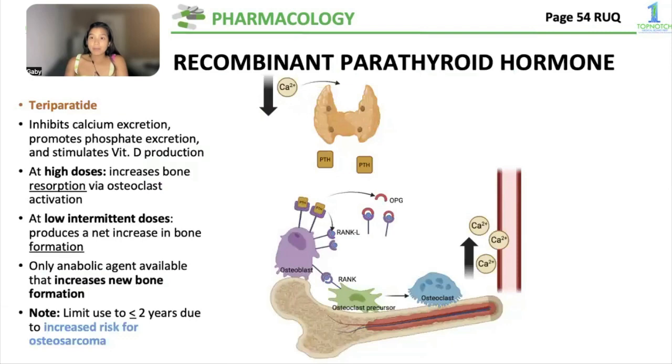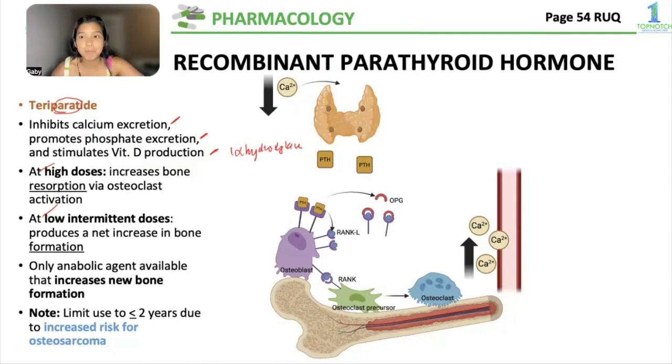So what does recombinant parathyroid hormone do? Your recombinant parathyroid hormone is teriparatide. What it does is the same as what the parathyroid hormone does. It inhibits calcium excretion in the kidneys, but it does promote phosphate excretion, and it stimulates vitamin D production and activation via activating your 1-alpha hydroxylase in the kidneys. Now, similarly to parathyroid hormone, at high doses, it increases bone resorption. It does so via osteoclasts. At low intermittent doses, it produces a net increase in bone formation.